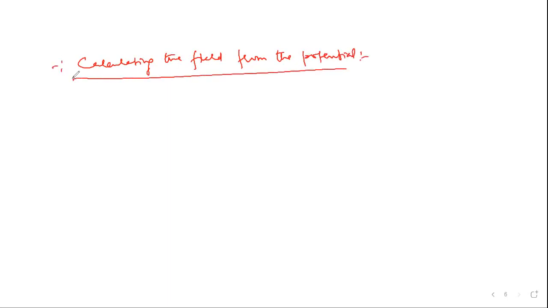So I write: calculating the field from the potential.